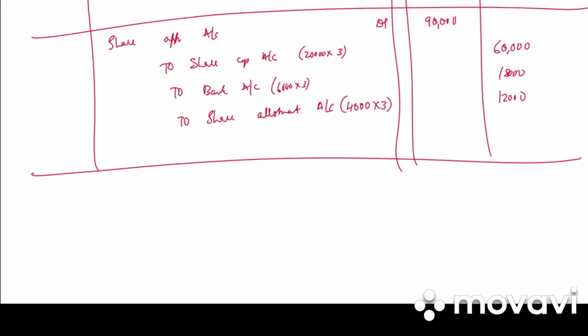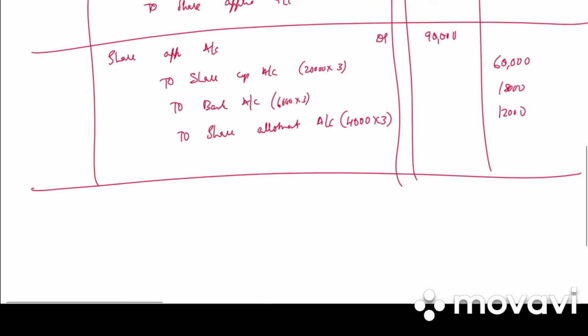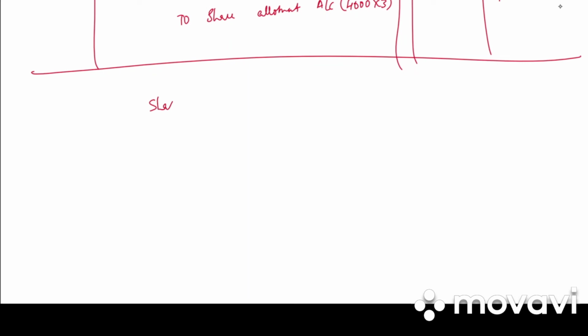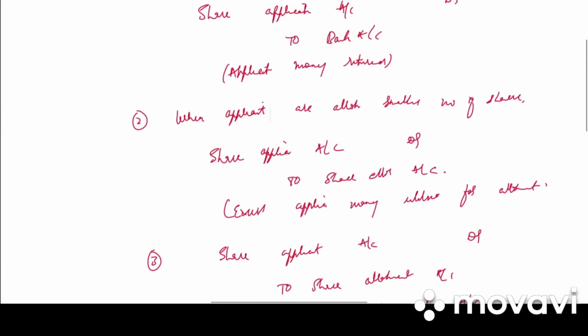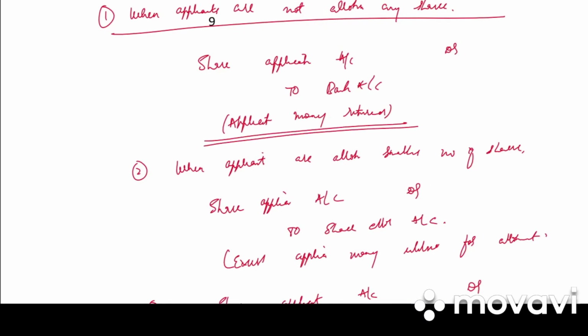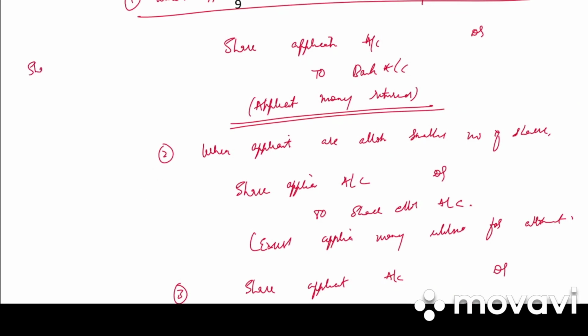Write the narration: application money transferred. Now if I would have been splitting this entry, what will be the entry? It is share application to share capital, that is 20,000 into 3, our normal whatever we write, correct? Then I had given you journal entries. Now what was it? It was application money returned. So 6,000 shareholders were not given any shares. So the second entry would have been share application to bank account, 6,000 into 3, 18,000 debit, 18,000 credit.